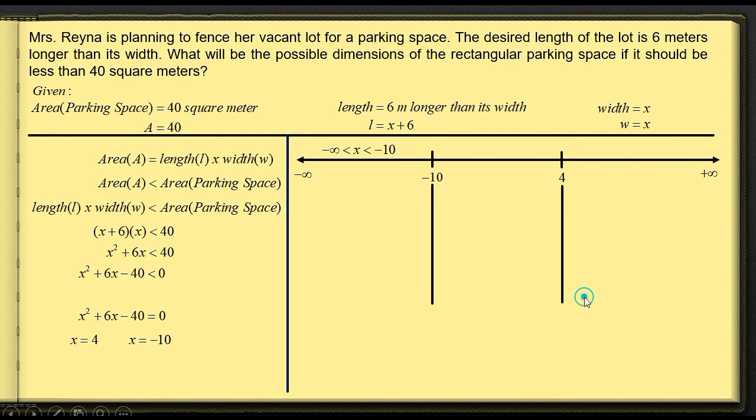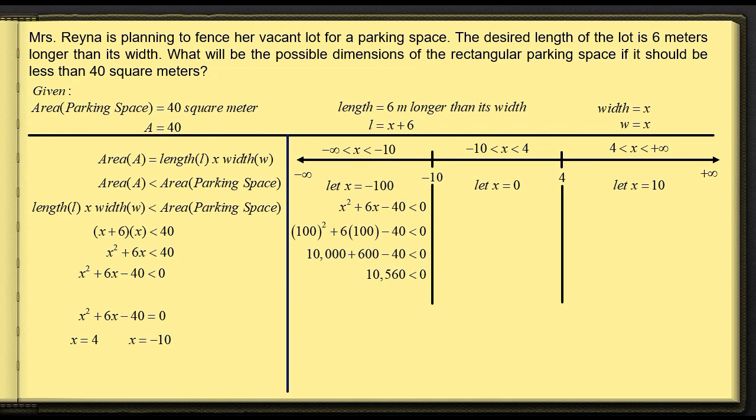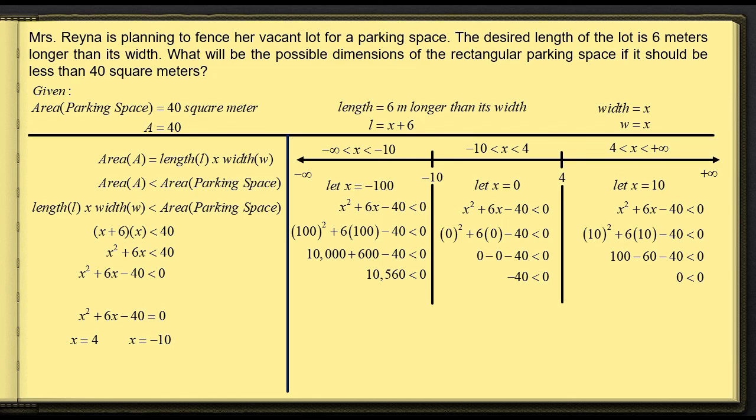This will be our intervals, and we need to test a value from each one. Here I will be substituting negative 100 to our quadratic inequality, and in this interval I will be substituting 0, while in the last interval I will be choosing positive 10. These are the solutions in the testing. And as you can see, the interval here tested as true. Therefore, the solution set is this: x is less than negative 10 or greater than positive 4.